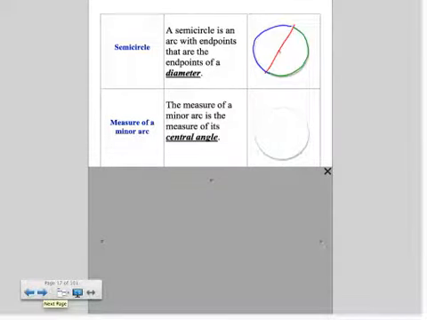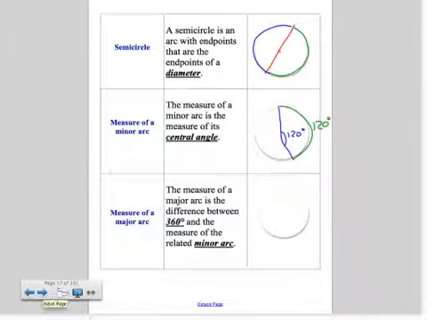The measure of a minor arc. Pretty straightforward stuff here. The measure of a minor arc is the same as the measure of its central angle. I.e., here's the central angle. I tell you that this angle here is 120 degrees. So then obviously the measure of this minor arc, the measure of that arc, is also 120 degrees. Pretty straightforward concept.